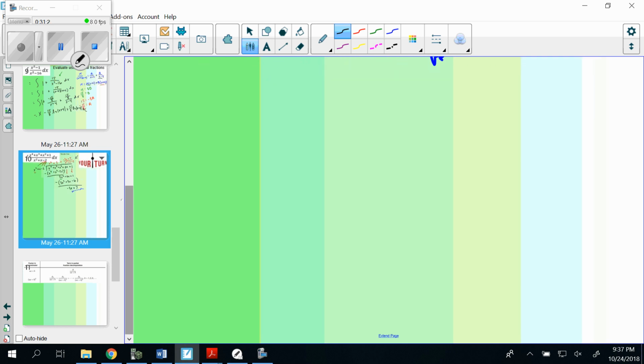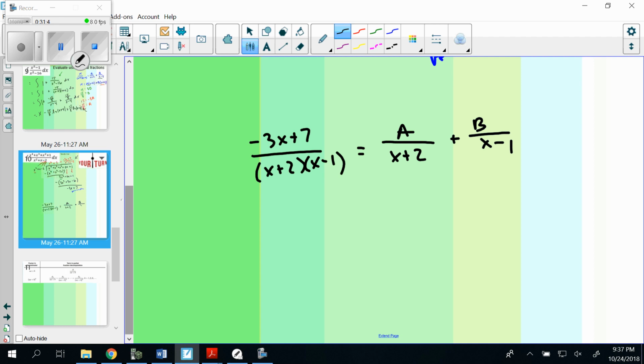All right, let's see what you got for partial fractions on that one. If you factor it, the negative 3x plus 7 over this would factor to x plus 2 and x minus 1. And so you have to figure out what these two numerators are going to be. Okay, so multiply to get a common denominator. The first one I have to multiply by x minus 1, the second one by x plus 2.